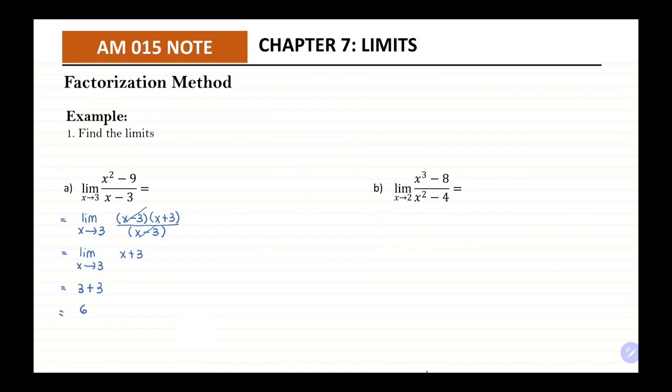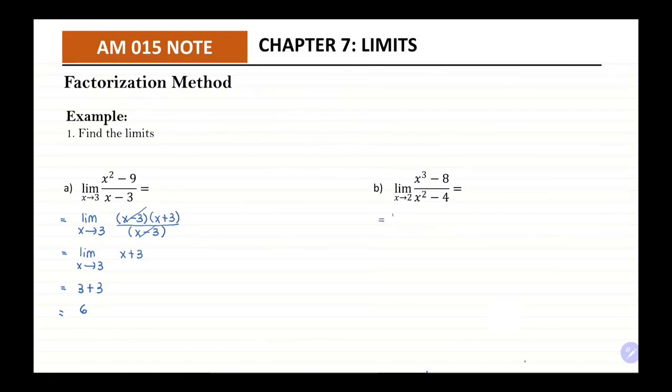Okay, question B, we have the limit as x approaches 2 of (x cubed minus 8) divided by (x squared minus 4). First we test by substituting x into the function, so we get 8 minus 8 over 4 minus 4. Then we get the answer 0 over 0. If we get 0 over 0, we need to use the factorization method or the conjugate method. But for this one, we use factorize.